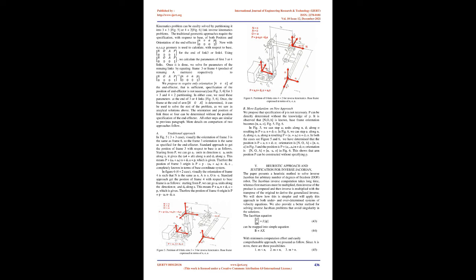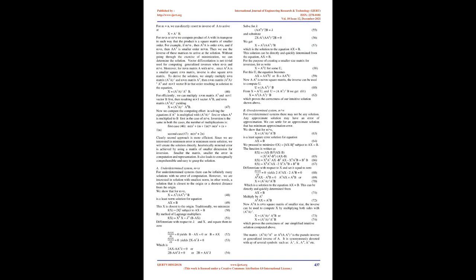A traditional approach. In Fig 5, 3 plus 3 case, visually the orientation of frame 3 is the same as frame 6, so the frame 3 orientation is the same as specified for the end effector. The standard approach to get the position of frame 3 with respect to base is as follows. Starting from P, we can go a4 units in direction n, a6 units along n, it gives a4 plus a6 along n, and d6 along a. This means P plus (a4 plus a6)n plus d6a equals P, which is given. Therefore the position of frame 3 origin is P equals P, (a4 plus a6), and d6a, completely known in terms of the base coordinate system.